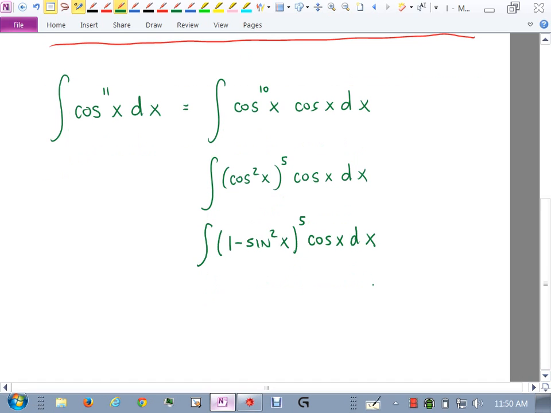Now this would kind of suck, wouldn't it? I mean, think about it. This would be 1 minus u squared, right? To the fifth. And so you'd have to expand that out, wouldn't you? Could you? Yeah. I mean, it's not fun, but you could do it. I'm going to say dot, dot, dot.